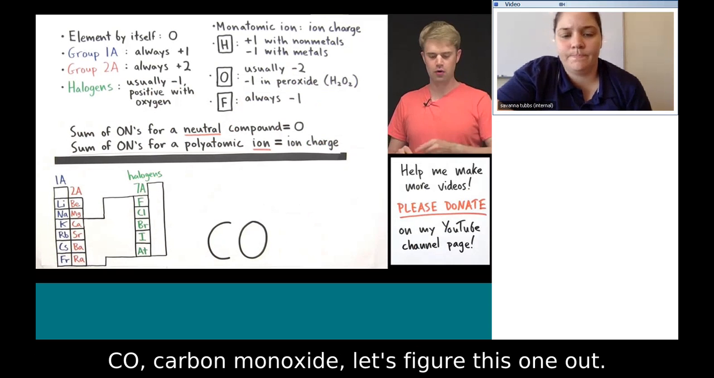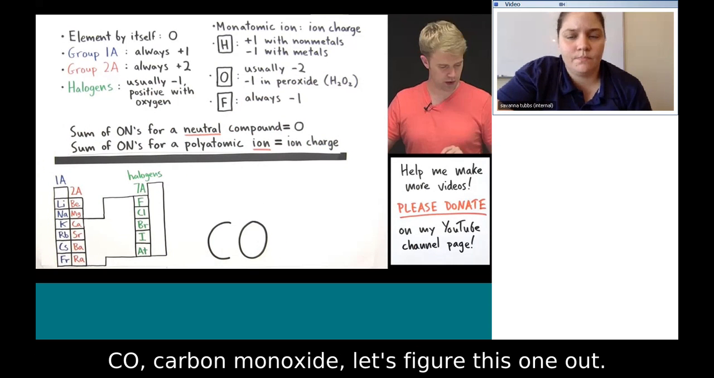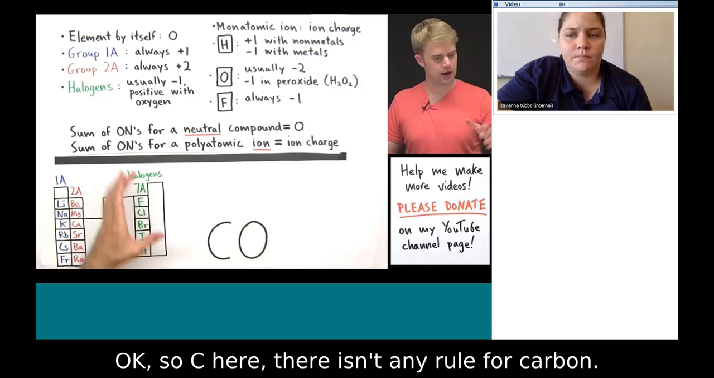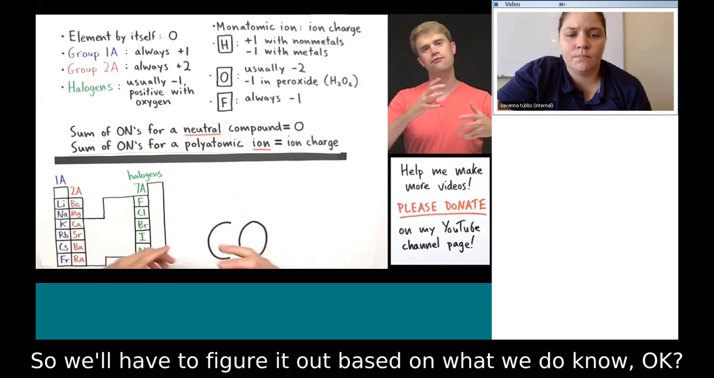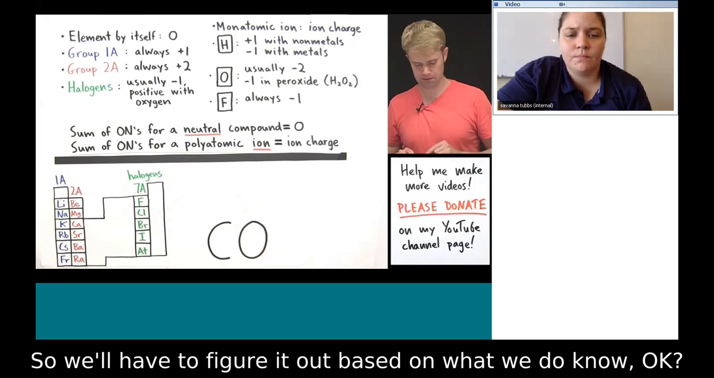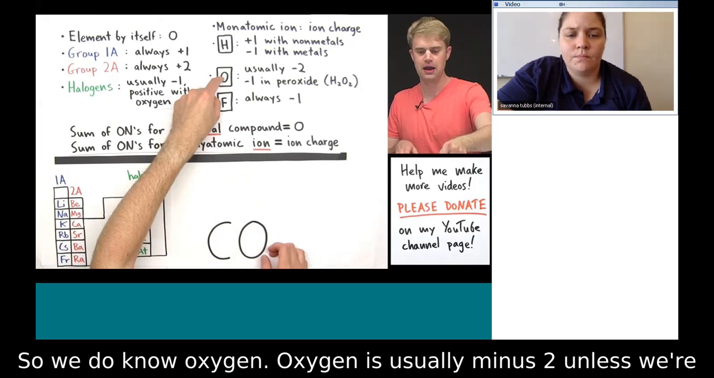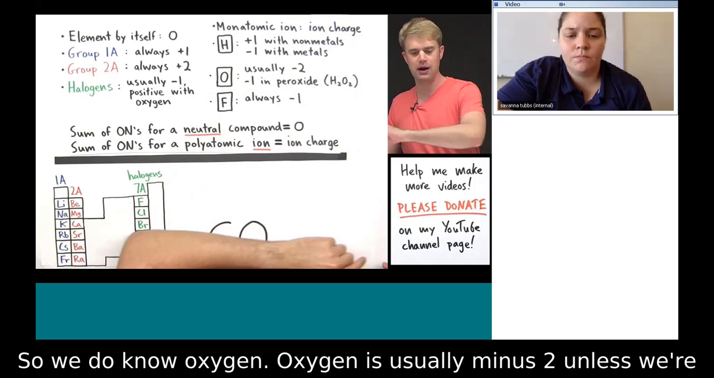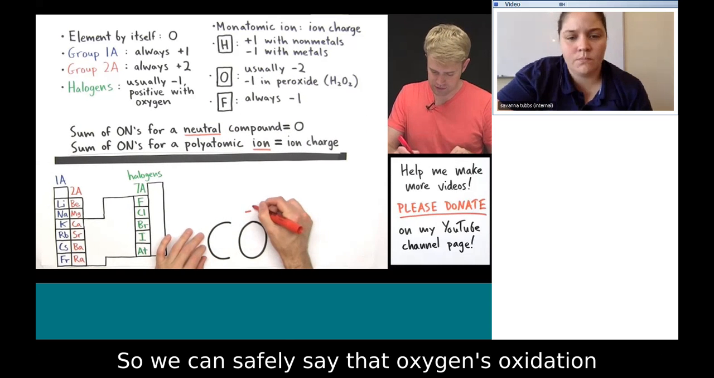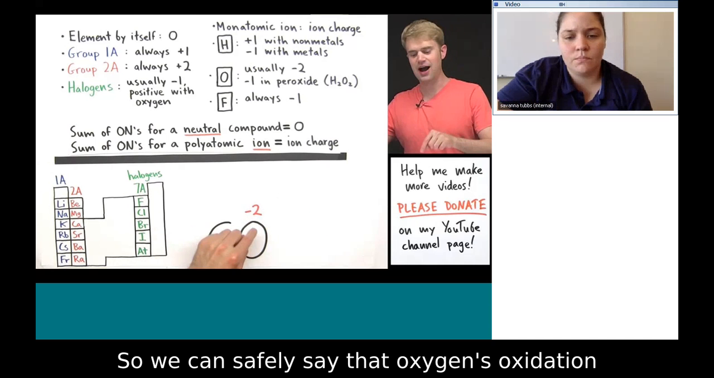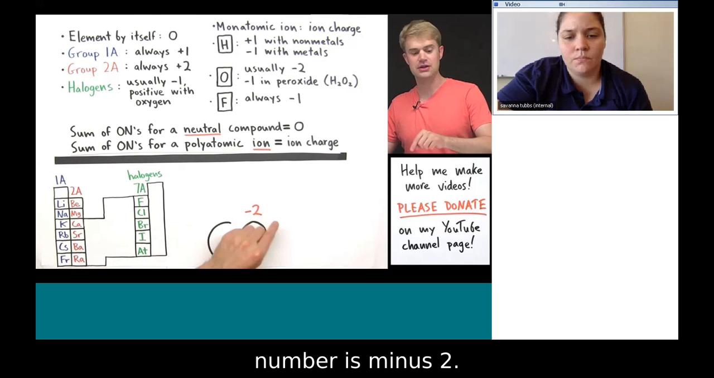+2 for Mg, -2 for O, and they add together to make 0 because this is a neutral compound. CO, carbon monoxide. Let's figure this one out. Okay, so C here, there isn't any rule for carbon. So we'll have to figure it out based on what we do know. Okay, so we do know oxygen. Oxygen is usually -2 unless we're in a peroxide, definitely not a peroxide. So we can safely say that oxygen's oxidation number is -2.